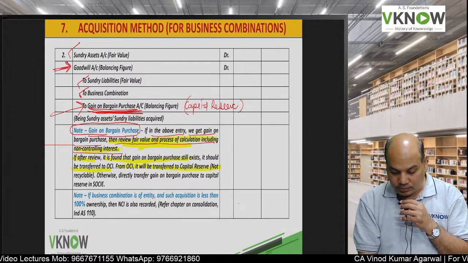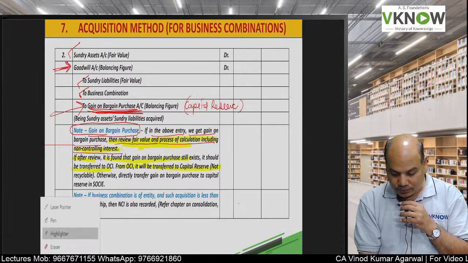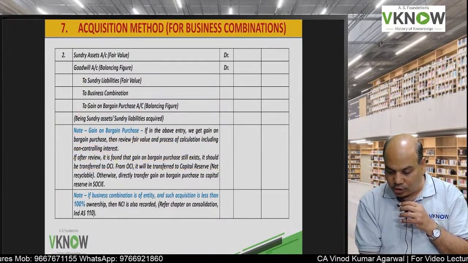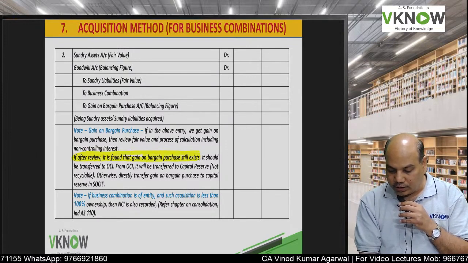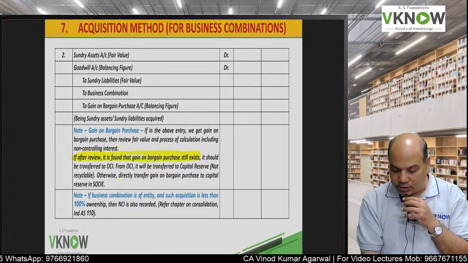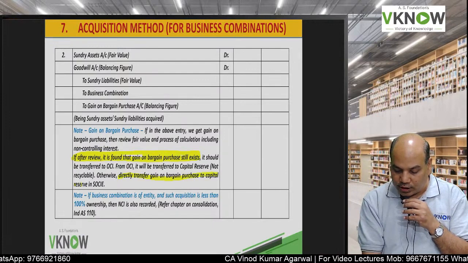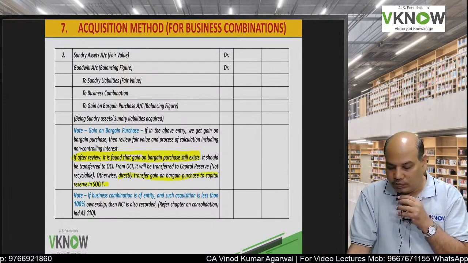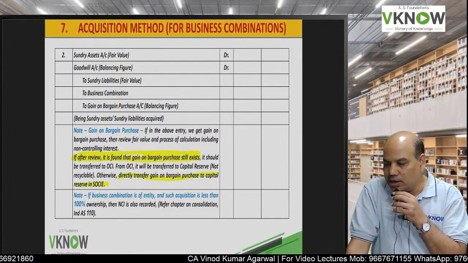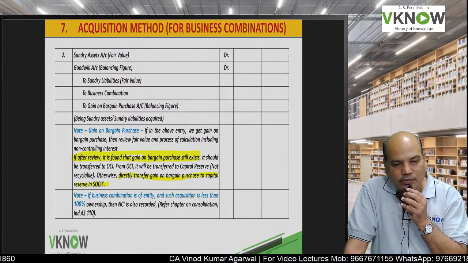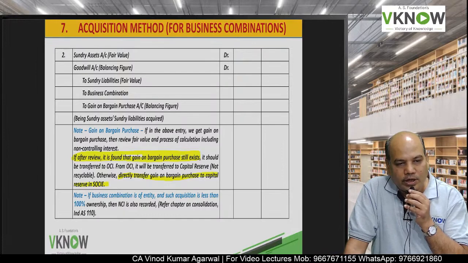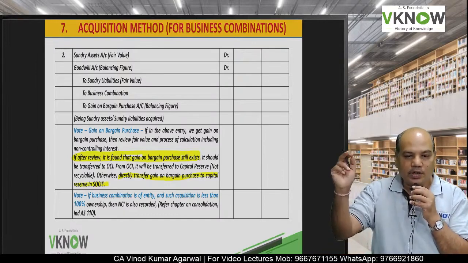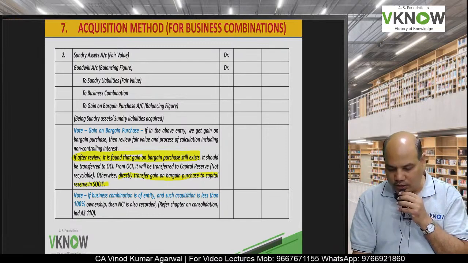But sometimes we are not able to satisfy this condition, that after review also we are not sure that it is still capital reserve. Then the answer is, you directly transfer to capital reserve in SOCIE. If you think all processes have been correctly applied, then you transfer it to OCI first. Otherwise you transfer it directly to capital reserve in statement of changes in equity.